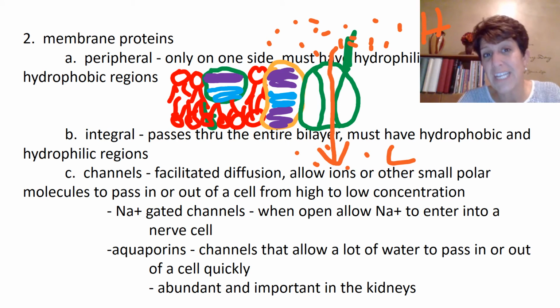Another example, in your kidneys. You want to get a lot of water out of your urine before it is eliminated from your body so that you don't dehydrate. So you have special membrane proteins called aquaporins, and they can move a lot of water at once. Water is one of those unique molecules that actually can make it through the lipid bilayer, but not a lot of them. So if you want to move a lot at a time, you need an aquaporin.